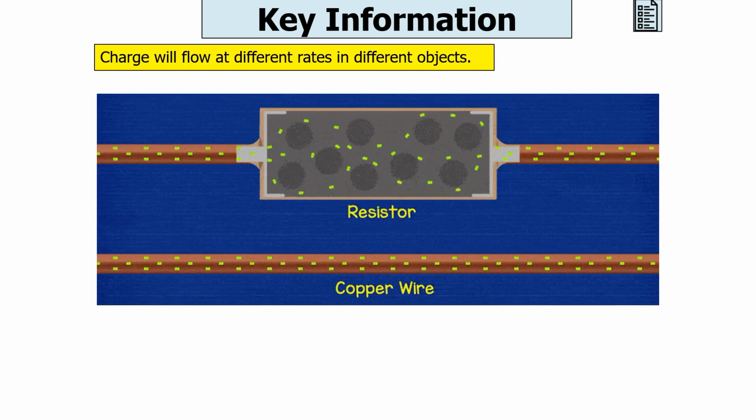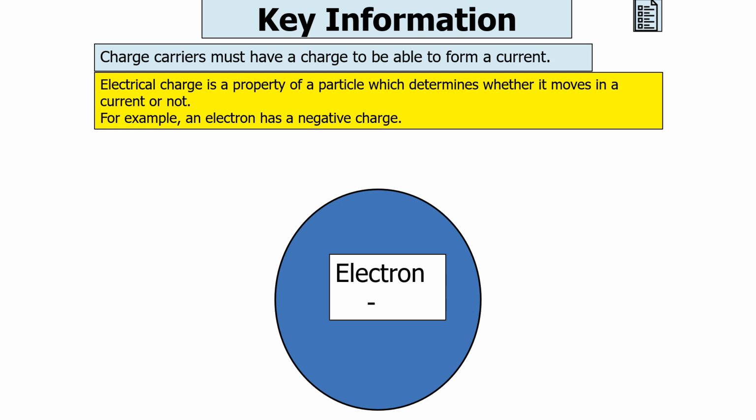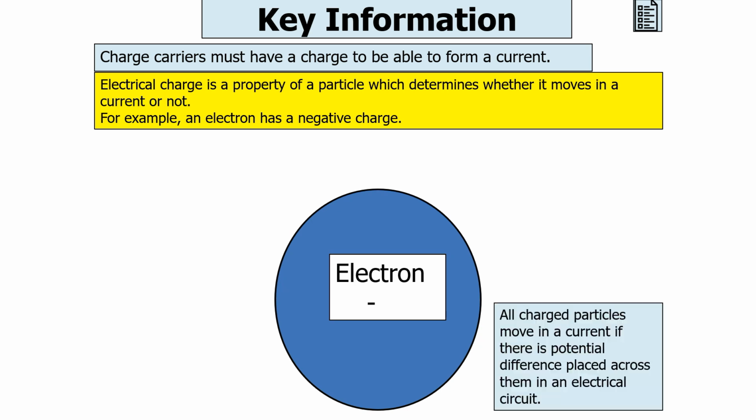Charge will flow at different rates in different objects. Charge carriers must have a charge to be able to form a current. Electrical charge is a property of a particle which determines whether or not it moves in a current. For example, an electron has a negative charge. All charged particles move in a current if a potential difference is placed across them in an electrical circuit.